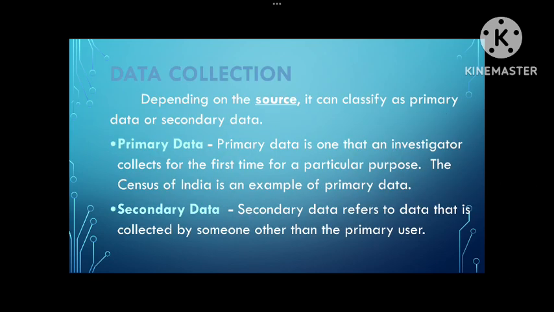It is important to know about data collection methods. Depending on the source, data can be classified as primary data or secondary data. Primary data are the data that are collected for the first time by an investigator for a specific purpose. Primary data are pure in the sense that no statistical operations have been performed on them and they are original.